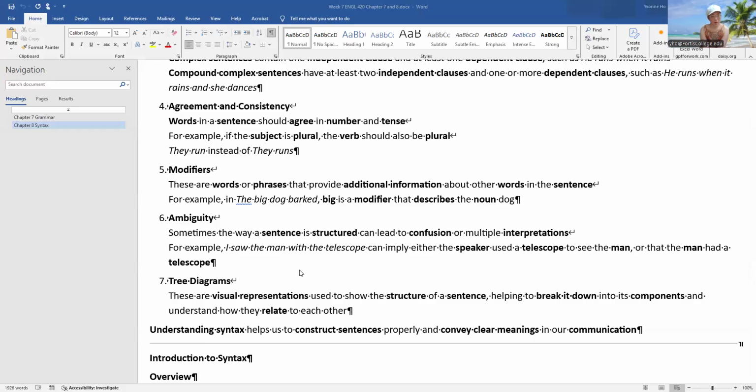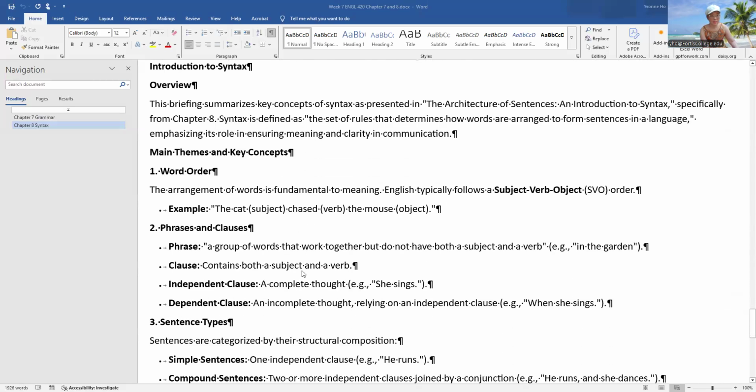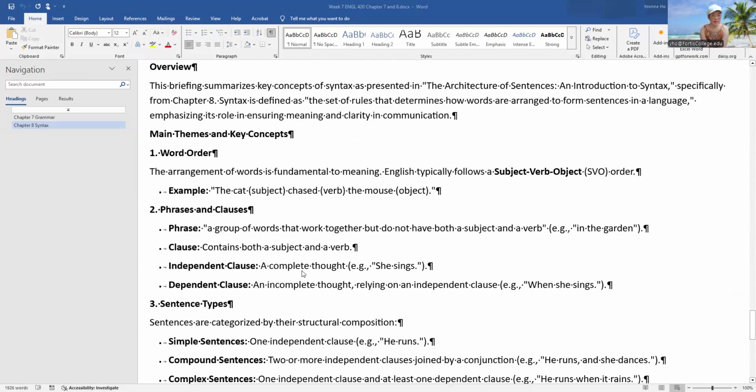Modifiers are words or phrases that provide additional information about other words in a sentence. Ambiguity: sometimes the way a sentence is structured can lead to confusion and multiple interpretations. And so chapter 8, the main concepts in sentences, is the set of rules that determines how words are arranged to form sentences in a language, emphasizing its role in ensuring meaning and clarity. So the arrangement of words is fundamental to meaning.